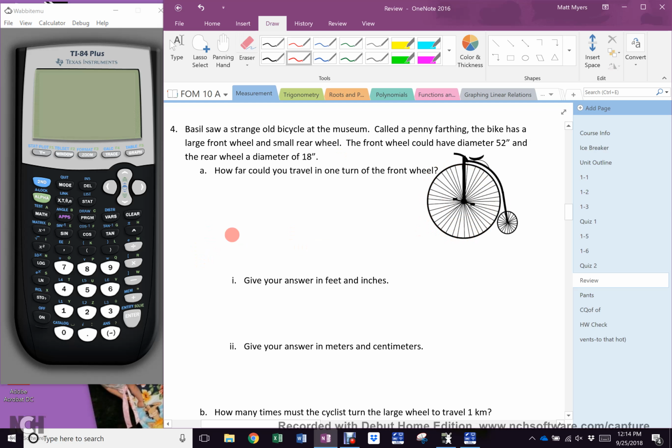Is that available to you? Yes, it's on your data booklet. Circumference equals pi d, right? What's the d of the big wheel? So the circumference equals 52 pi inches. Everyone agree? My first one, I want my answer in feet and inches. So how do I turn this into a number I can work with?